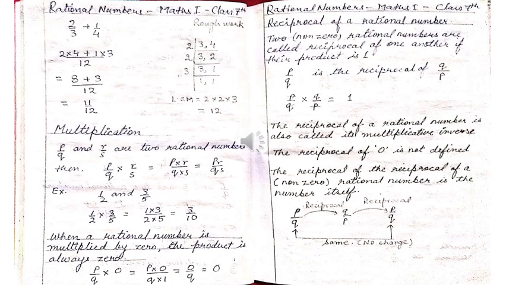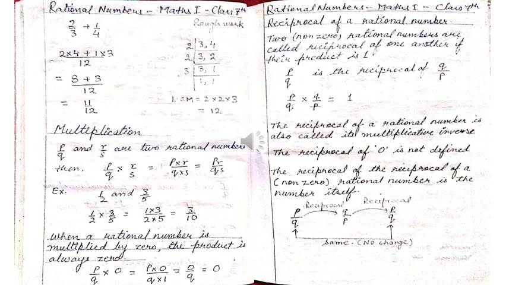Any number multiplied with 0 will give you 0 only. The reciprocal of a rational number: two non-zero rational numbers are called reciprocal of one another if their product is 1. Now P upon Q is the reciprocal of Q upon P, where the denominator turns into the numerator and the numerator turns into the denominator, and they cancel each other and the product will be 1 only.